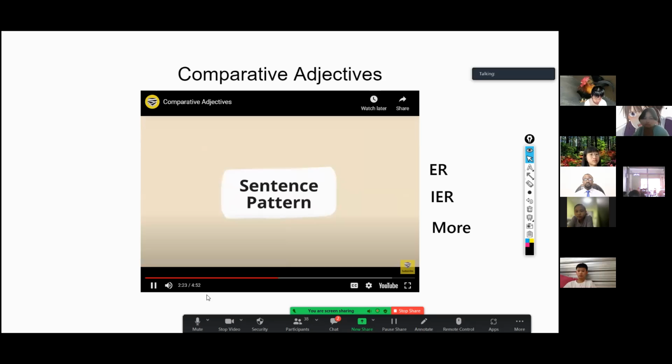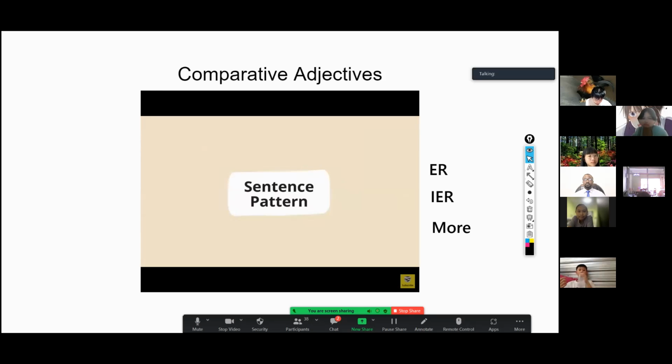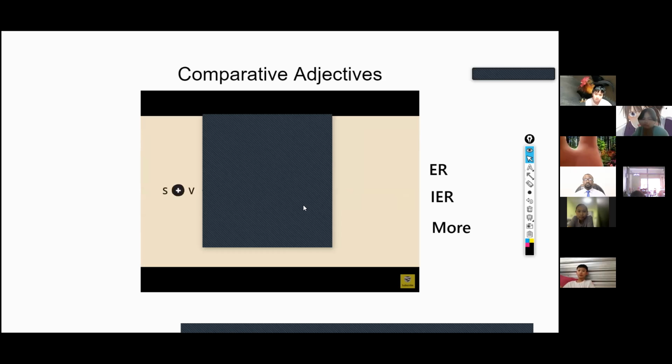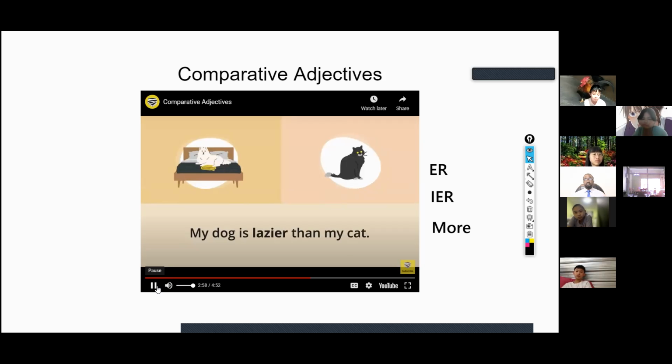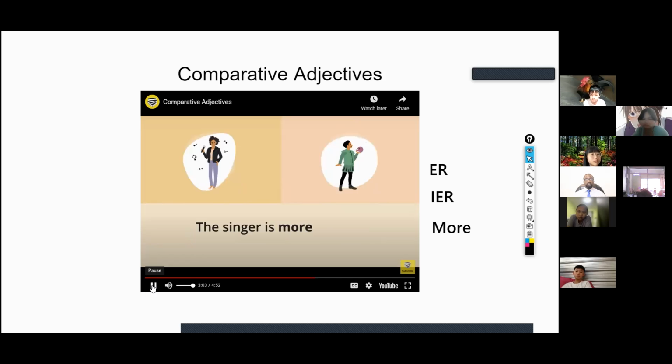The most common sentence pattern for comparative adjectives in English is subject plus verb plus comparative adjective plus than plus object. Let's look at some examples of comparative adjectives in a sentence. The blue house is bigger than the yellow house. Rock music is better than classical music. My dog is lazier than my cat. The singer is more famous than the actor.